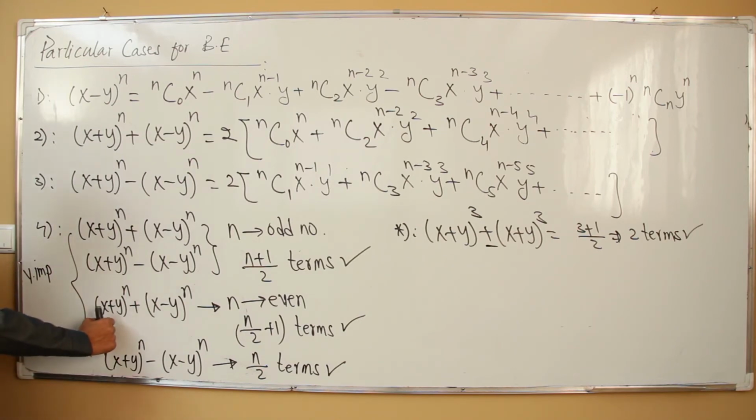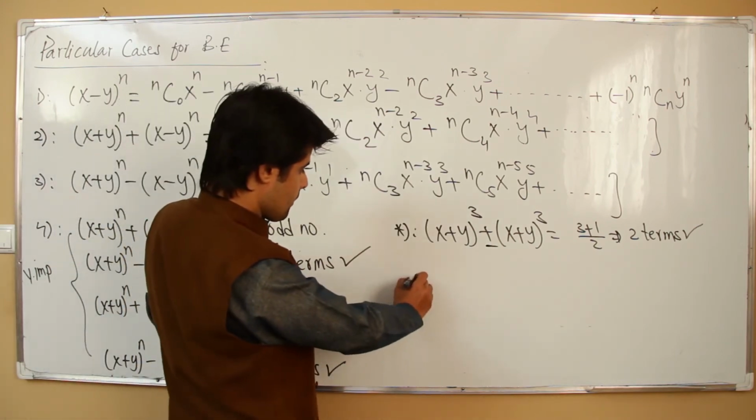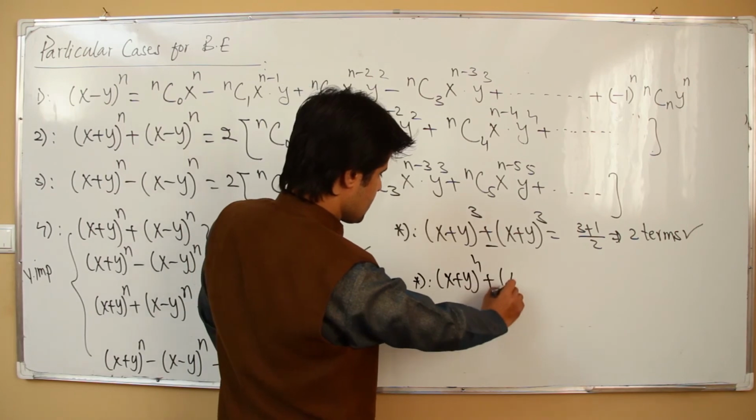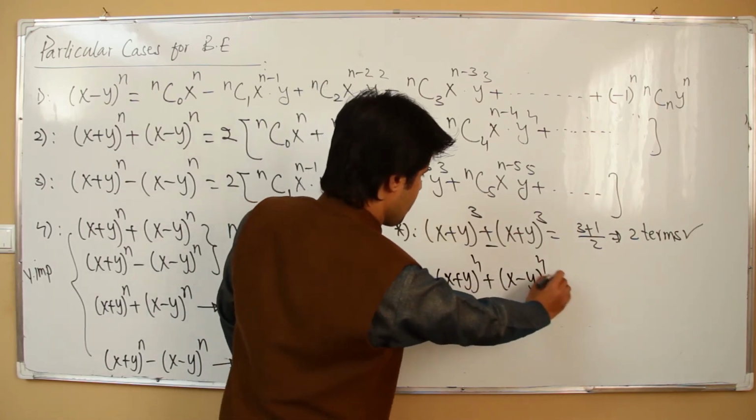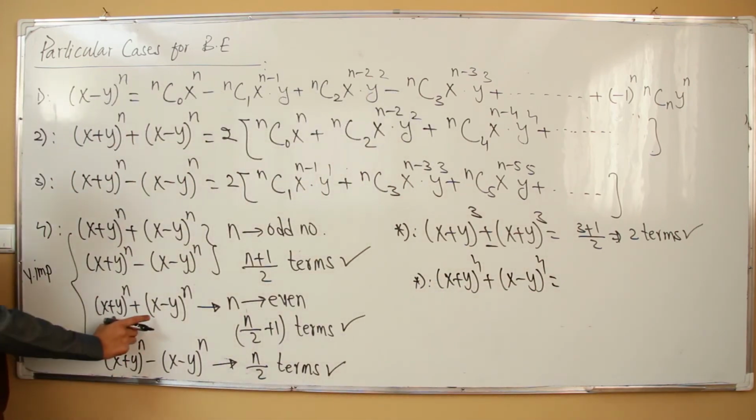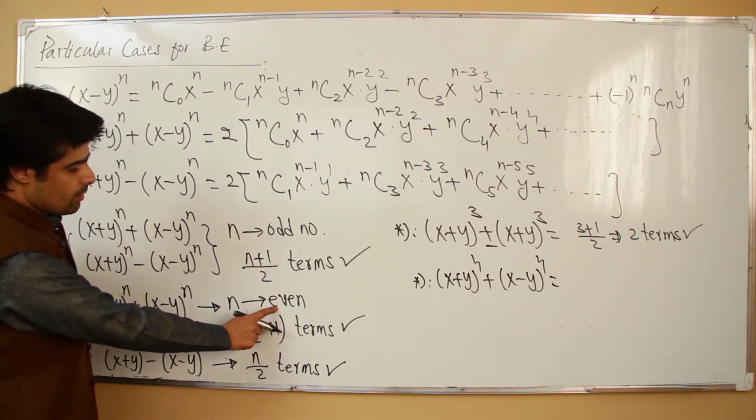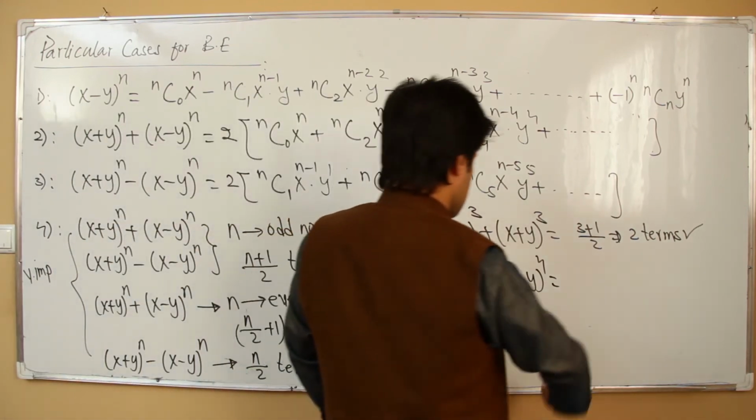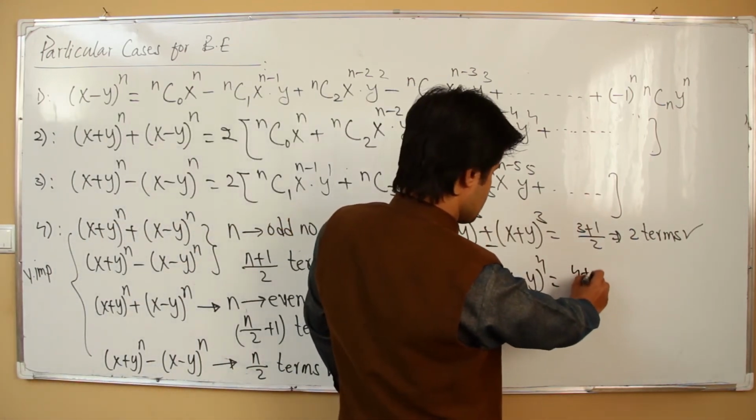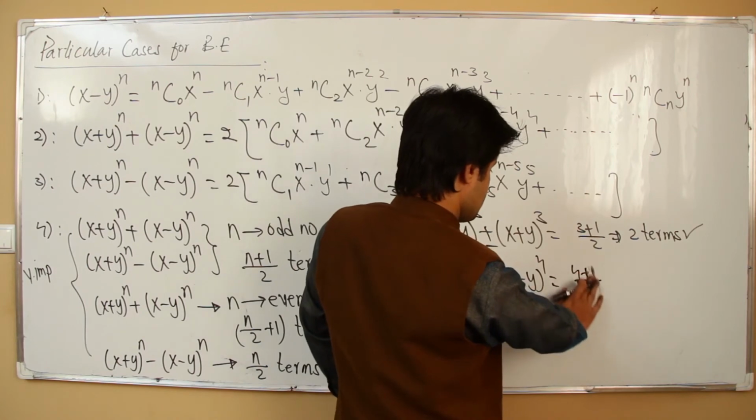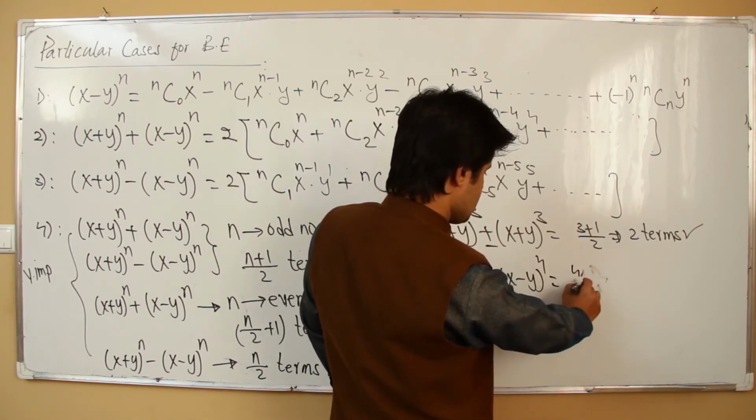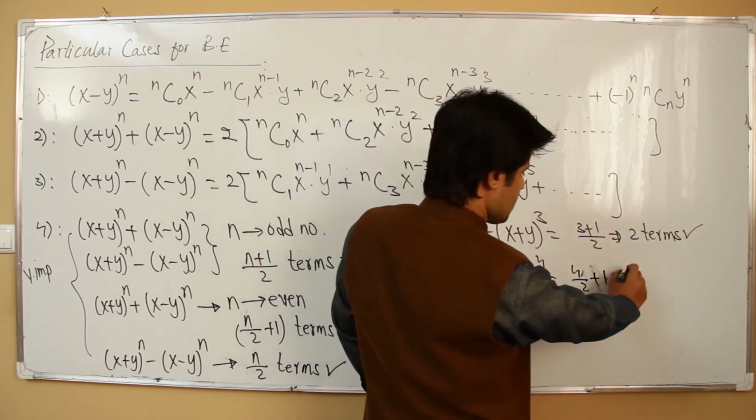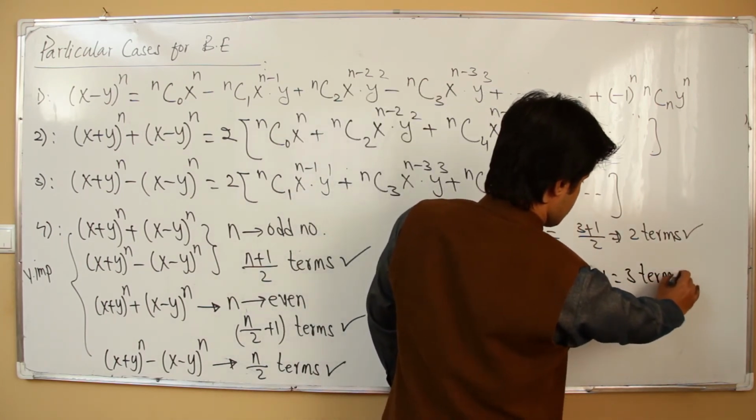But if you have like this one, x plus y raised to the power 4 plus x minus y raised to the power 4, now this is the case. n is even. How many terms do we have? n divided by 2 plus 1. What is n? n is 4. 4 divided by 2 is 2, 2 plus 1 is 3. Then it has 3 terms.